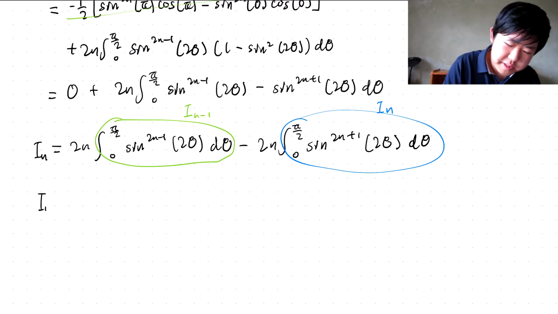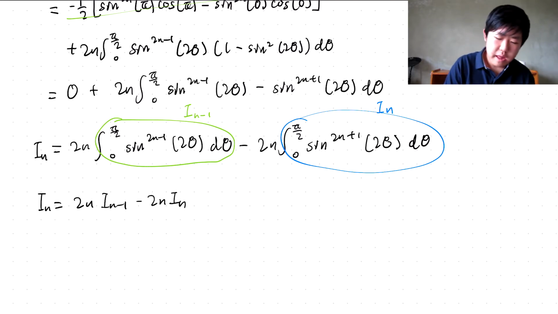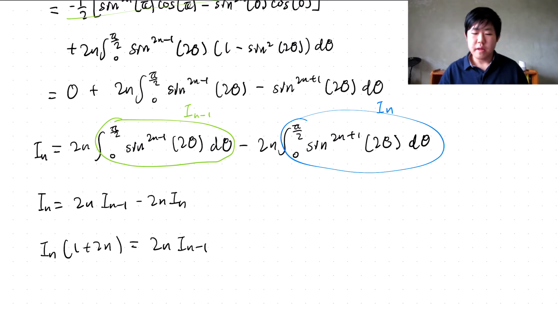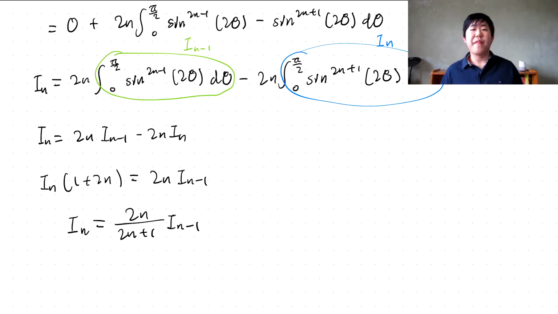So what we'll do is I_n equals 2n I_(n-1) minus 2n I_n. And then by rearranging the equation, 1 plus 2n, and then 2n I_(n-1). And the final step is I_n equals 2n over 2n plus 1 I_(n-1). And that was part 1 of question B.